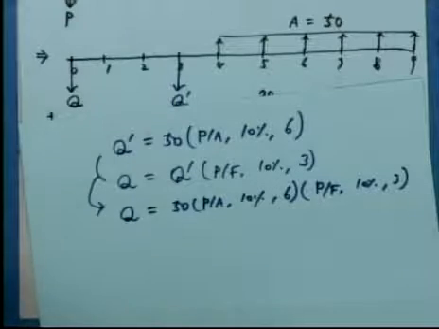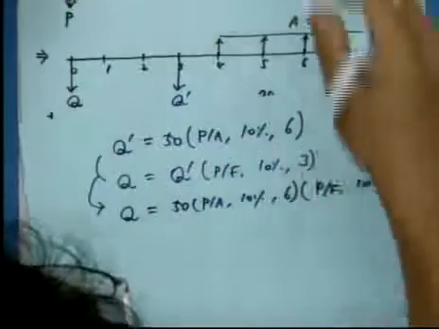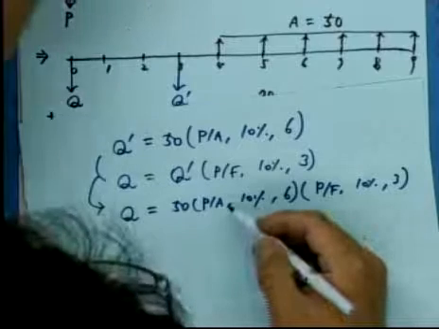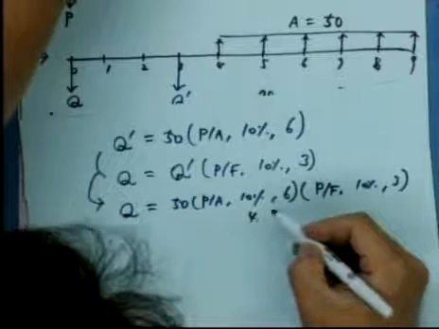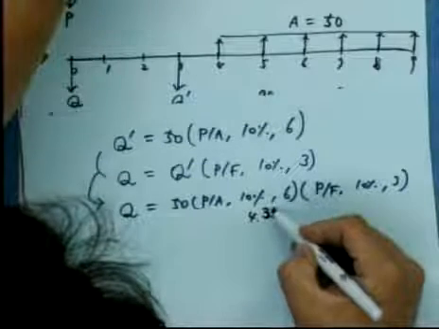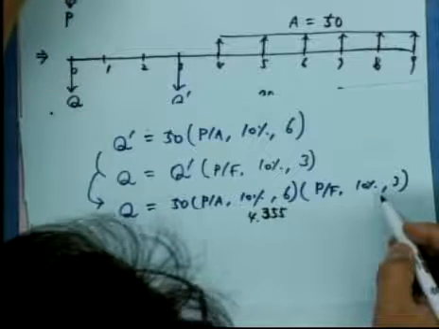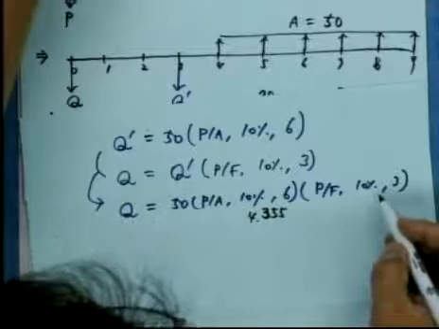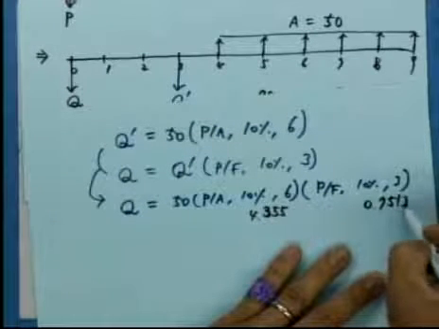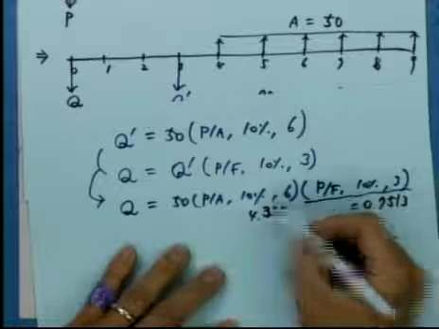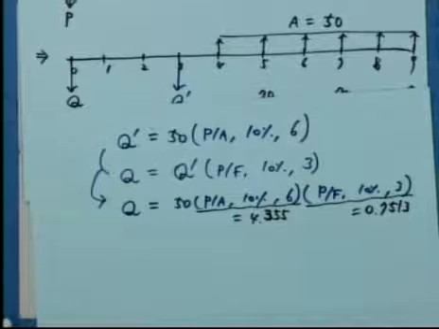And what are the factor values for 10% interest rate? P given A over 6 periods, 4.355. P given F over 3 periods, 0.7513. So you can get the value of Q from this computation.